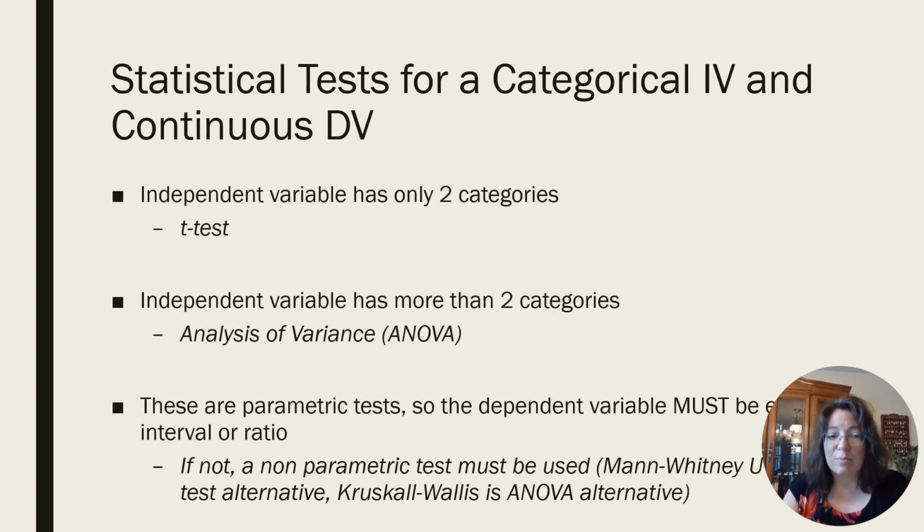If your independent variable has more than two categories, so you're using a more cohesive interpretation of gender, then you could have male, female, non-binary. As soon as you have more than two categories in that independent variable, you use what's known as an analysis of variance, or ANOVA. Because these are parametric tests, the dependent variable has to be either interval or ratio. And if it's non-parametric, then we use what's known as the Mann-Whitney U test, or the Kruskal-Wallis for an ANOVA.